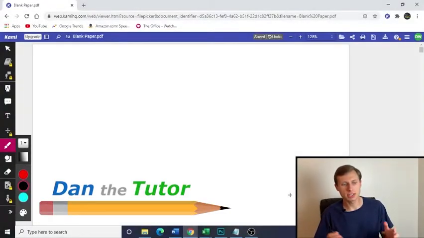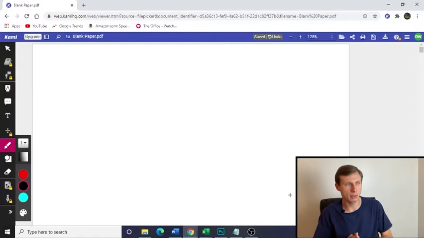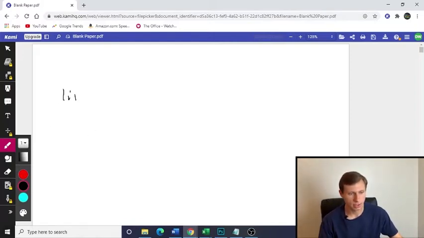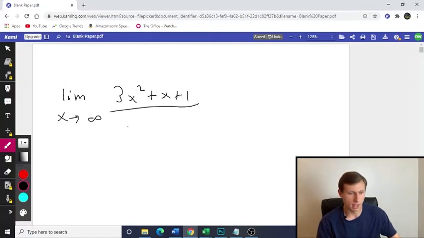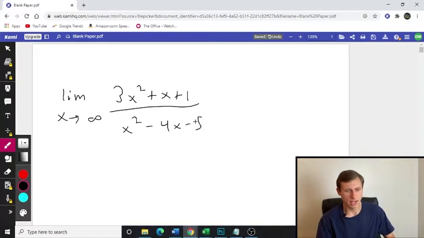Now I just wanted to spend some time talking some more about limit at infinity questions, which again, those look like the limit as x approaches either infinity or negative infinity. It really doesn't matter which one. And then you have something in the numerator like 3x squared plus x plus 1 over x squared minus 4x minus 5, something like that. And these are classic limit at infinity problems.